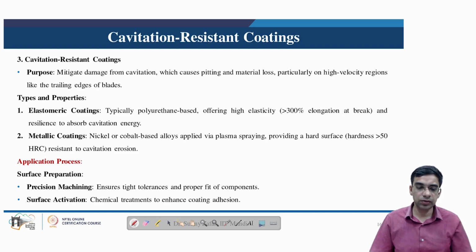Elastomeric coatings, which are polyurethane coatings, offer high elasticity, more than 300% elongation at break, and are quite resilient in absorbing the cavitation energy. Metallic coatings utilizing nickel and cobalt based alloys deposited via plasma spraying may be suitable to provide a hard surface with good cavitation erosion resistance. The application process also involves precision machining for tight tolerance and proper fit of the component. Surface activation may be done with chemical treatment to enhance coating adhesion.